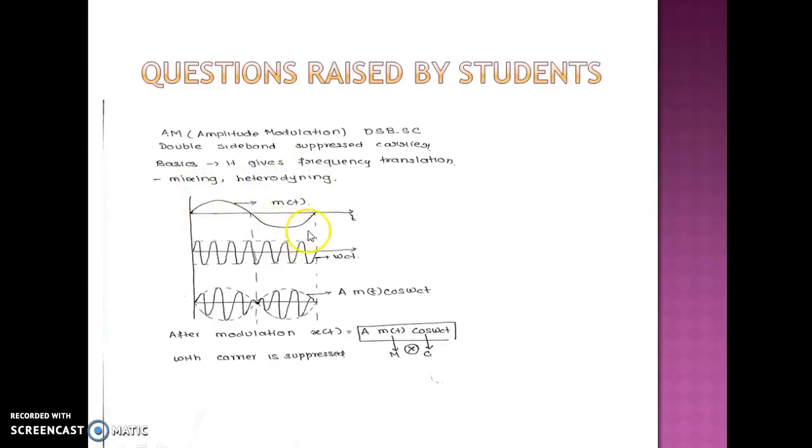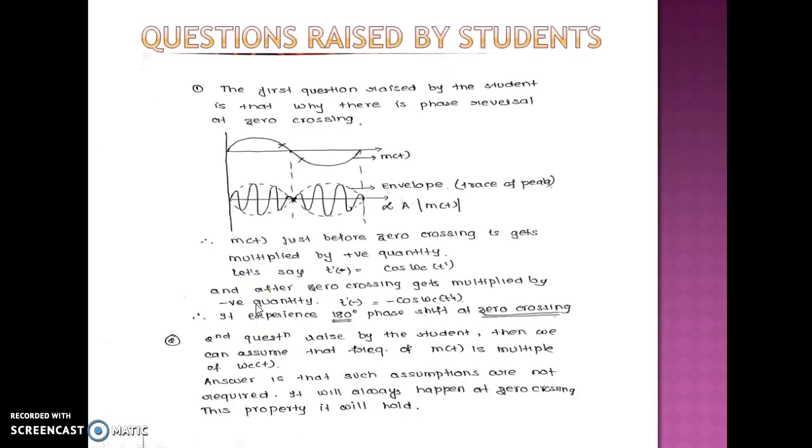So here this is the message signal, this is the carrier signal. After multiplying, this message signal gets multiplied by the carrier signal, and here we are getting a modulated output. So after modulation we are getting x(t) equal to A m(t) cos omega c t. This m(t) is the message and this is the carrier. So this message gets multiplied with the carrier, and in the output the carrier is fully suppressed.